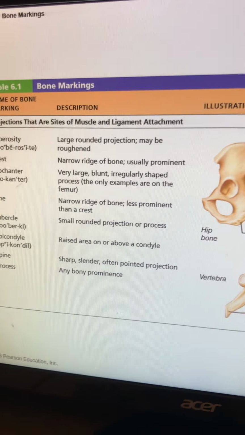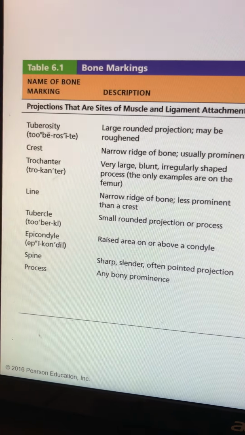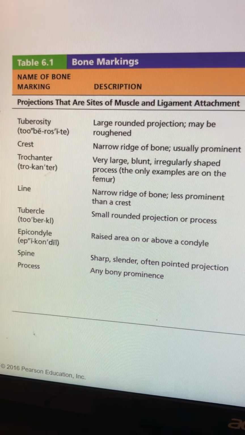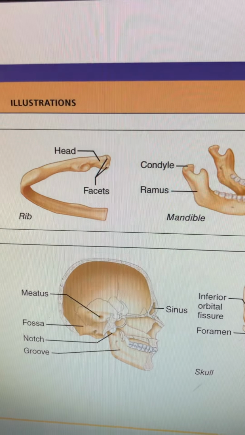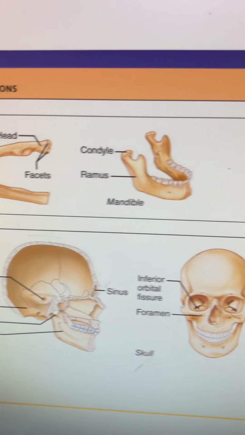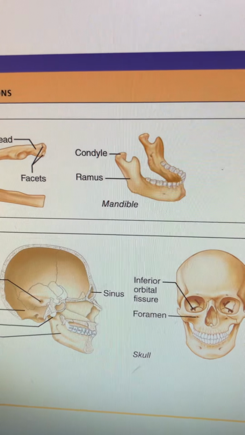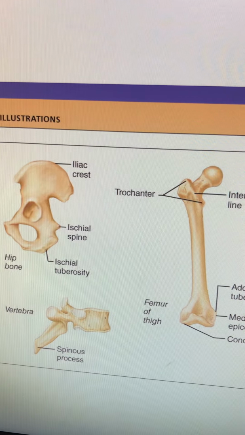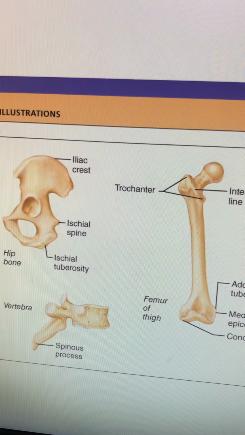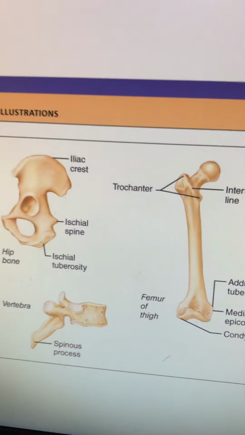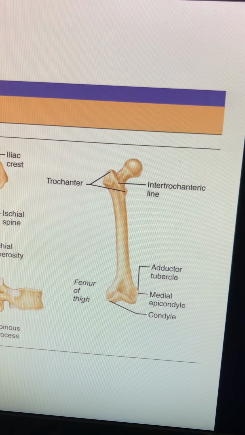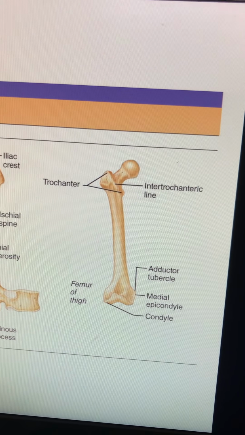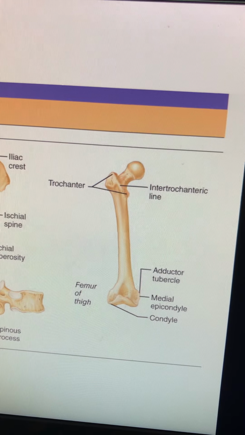An epicondyle is going to be a raised area on or above a condyle. Let me just go to this one here. An epicondyle is a raised area near a joint, but not part of the joint. And I really don't have a great picture of this here. Probably the best one, as we go through all of the specifics of the bones, will be the medial and lateral epicondyle at your elbow.